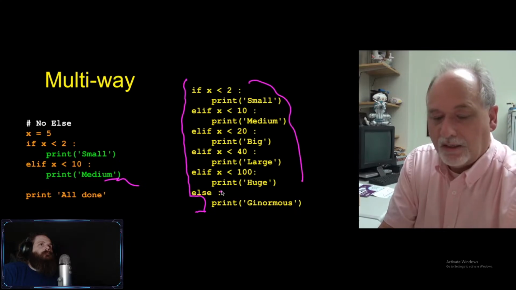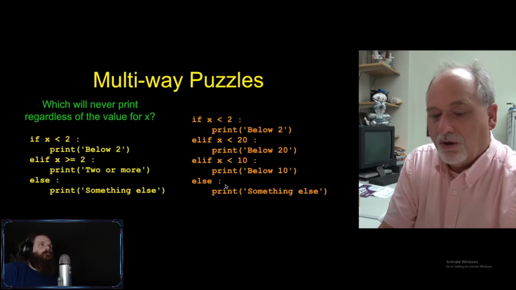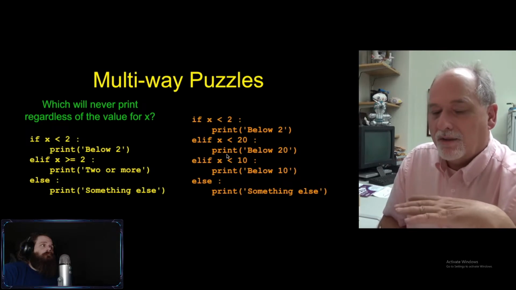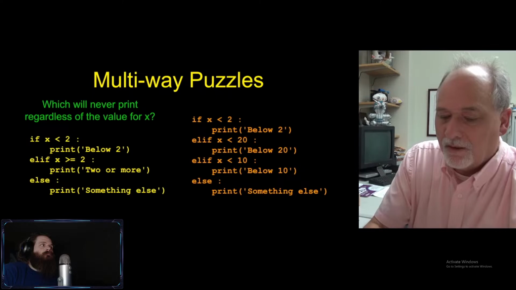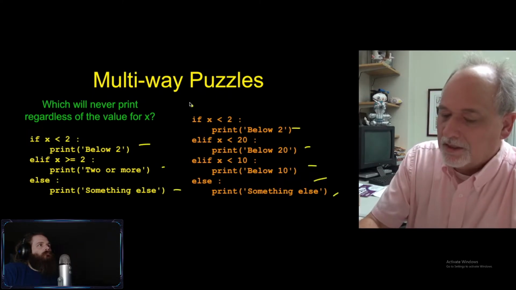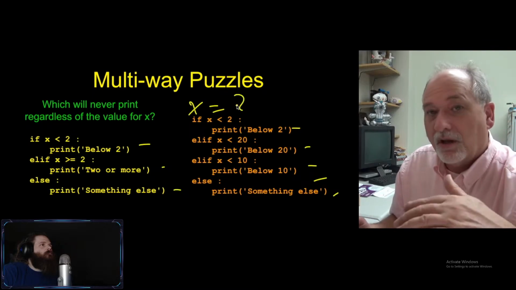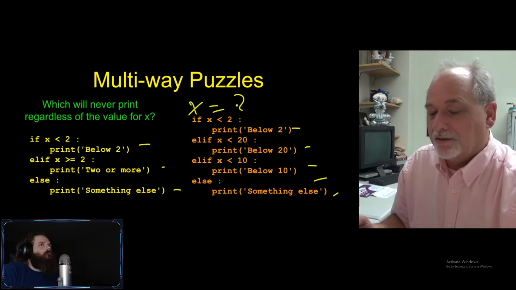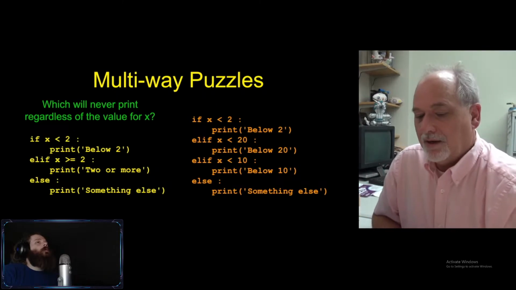Okay? So I've got a couple little things. I'll let you pause right now and look at the 3 or 4 lines of code, x equals something. The question is: are there lines of code that will never execute regardless of the value for x? I'll let you pause and think about it, and then I'll explain it to you.